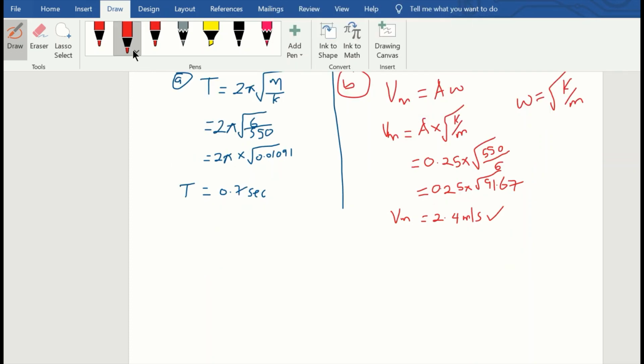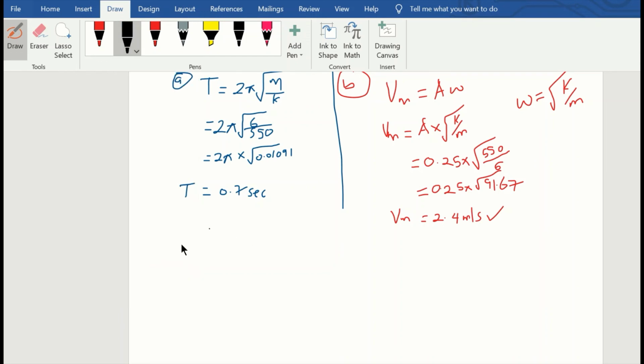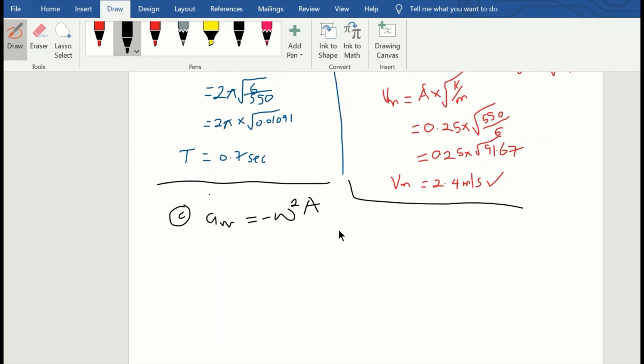So the last question is to find the maximum acceleration of the collar. Now, to find the maximum acceleration of the collar, which is c, we know that the maximum acceleration is equal to negative omega squared times the amplitude. All right. Now, we also know that omega squared is the same as k over m. I hope we remember that equation. So therefore, I can say that omega squared becomes k over m times the amplitude.